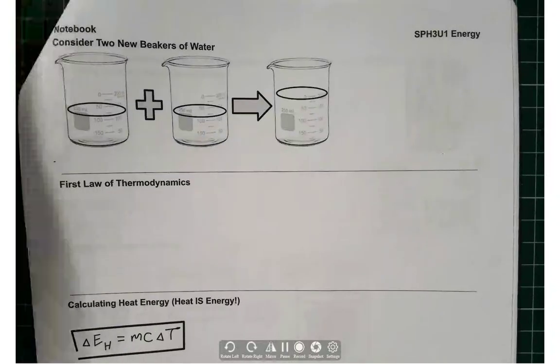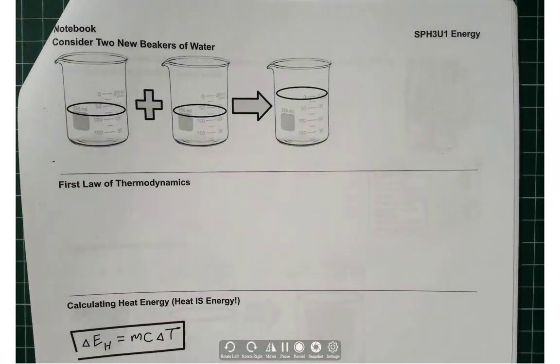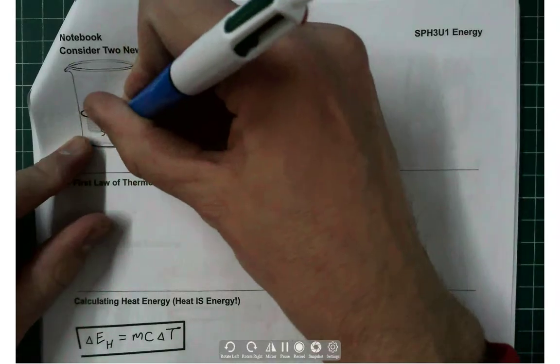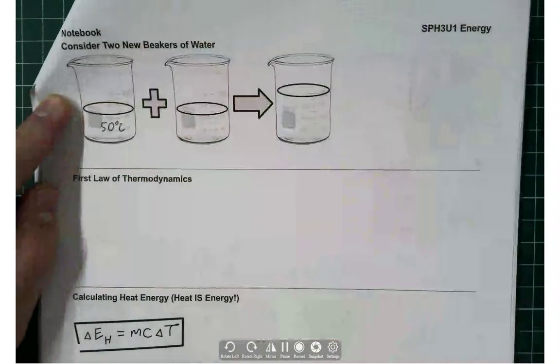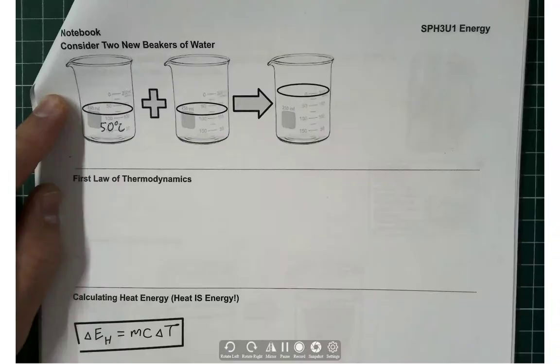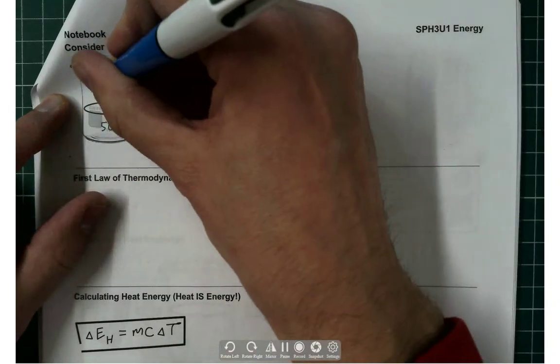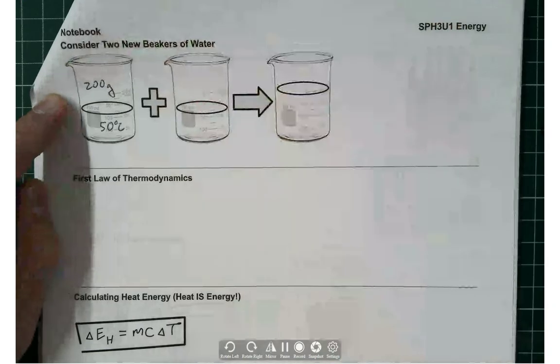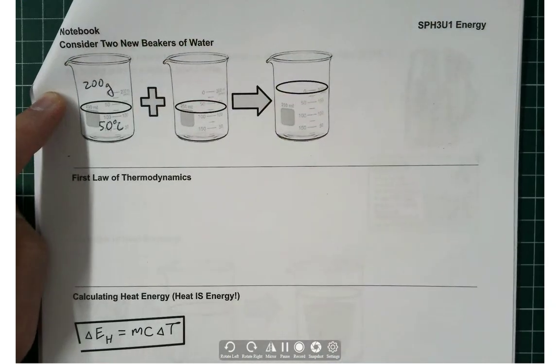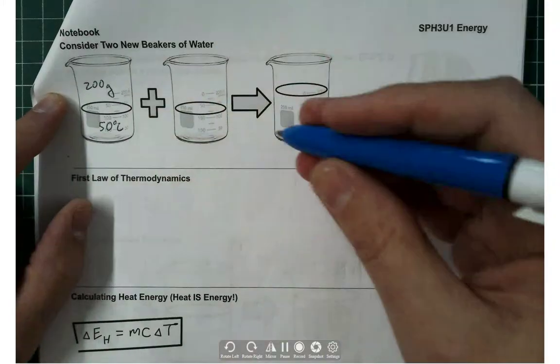So I'm going to play around with these beakers again. I got the first beaker. Let's put 50 degrees Celsius water in my first beaker, and 200 grams. I know that we always measure water in milliliters. I'm going to do it in grams because we're going to have to talk about masses. So I recognize that this is a little bit of a strange choice.